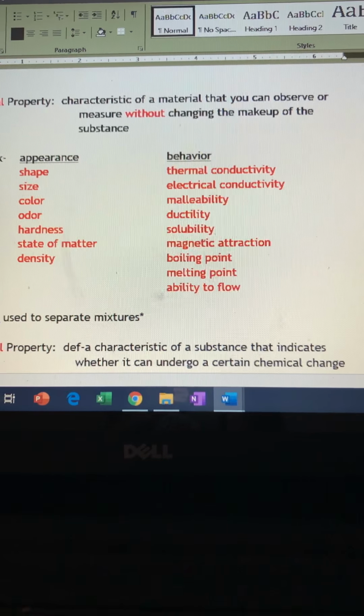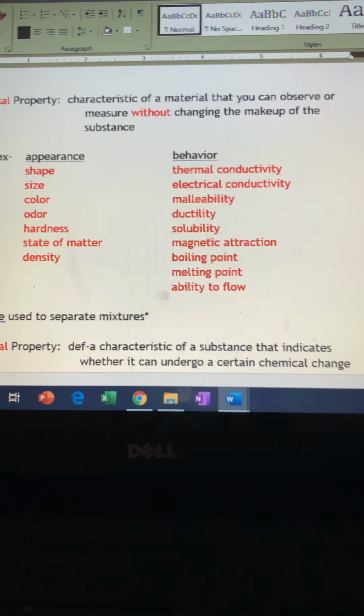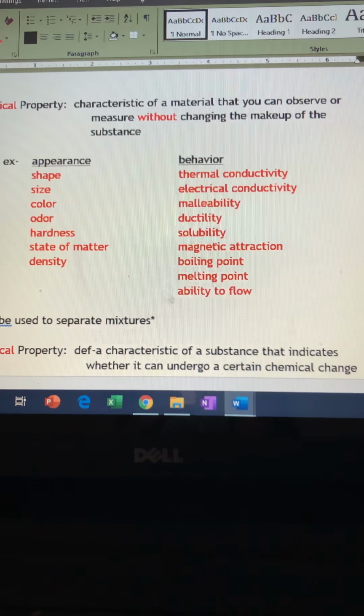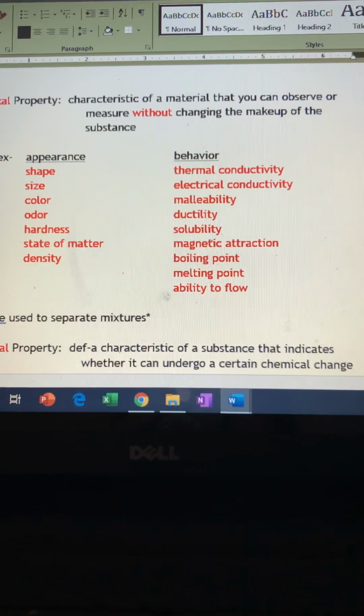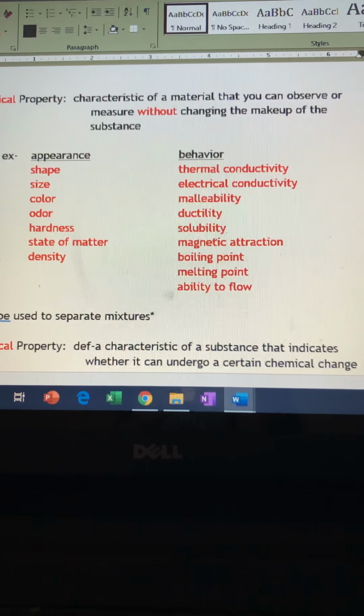Electrical conductivity is another one. Electrical conductivity is the ability to conduct electricity. Again, metals are very good conductors of electricity.